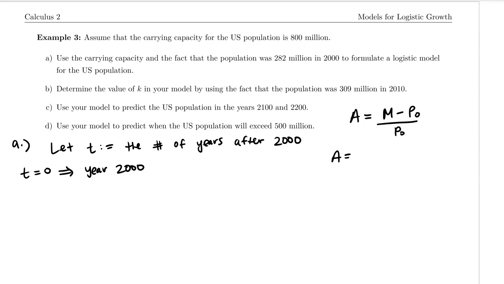We are told that the carrying capacity is 800 million. So to make our life easier, why don't we have our population function measure the population in millions of people? So then my carrying capacity would be 800. And my initial population in 2000, we can say 282. And if you simplify that, we get 259 over 141.